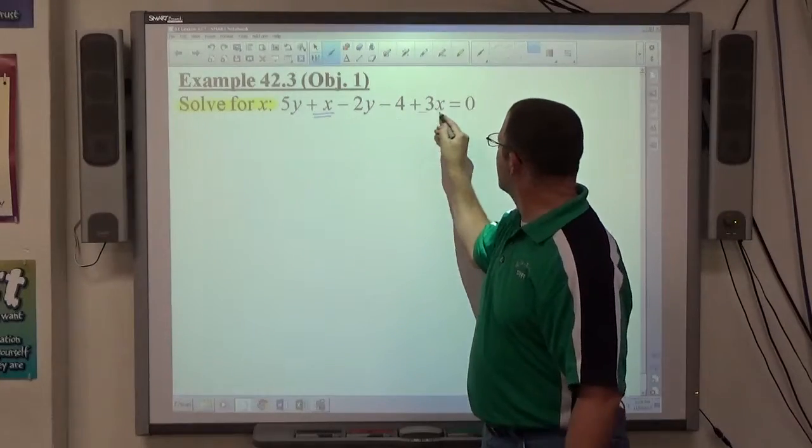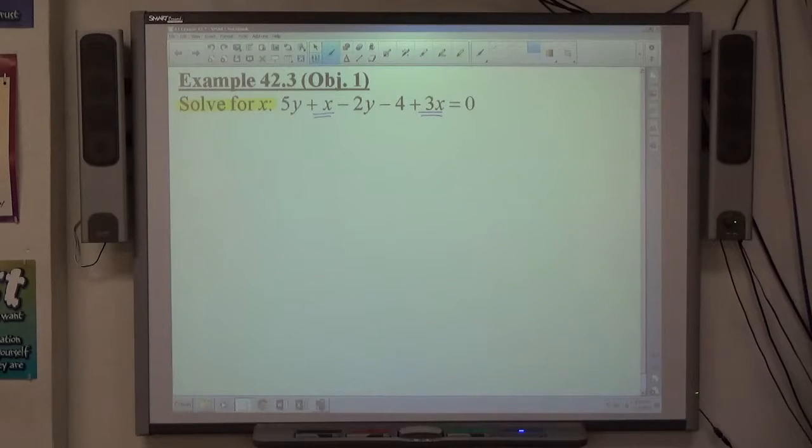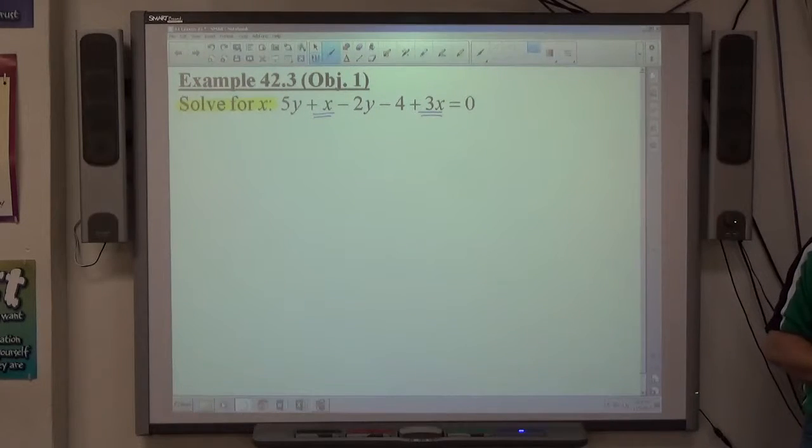Looking at my problem, there's x, and everything else is not an x, right? So I'm going to keep 5y, 2y, and 4 right where they're at. I'm going to move x and 3x over to the other side. Or do you want to move the 5y, 2y, and 4? You tell me. Just move the x's.